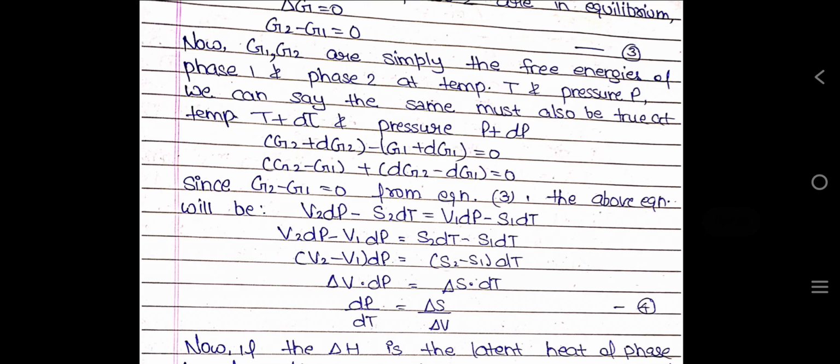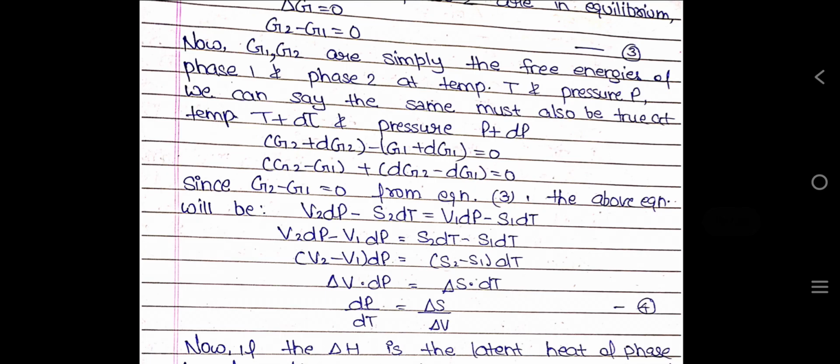dG1 is equal to V1 dP minus S1 dT. dG2 is equal to V2 dP minus S2 dT, where V1 and S1 represent the molar volume and entropy of phase 1, while V2 and S2 represent the molar volume and entropy of phase 2.